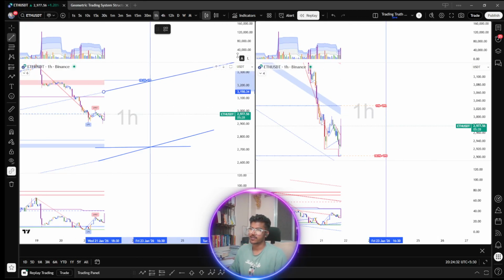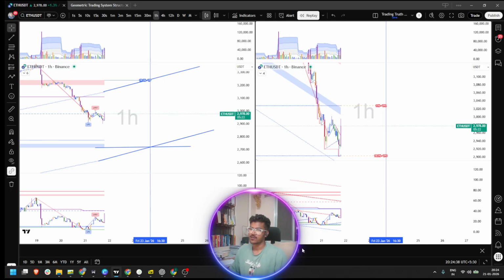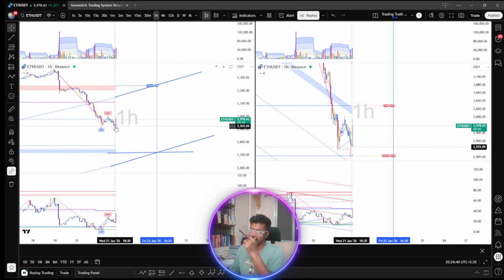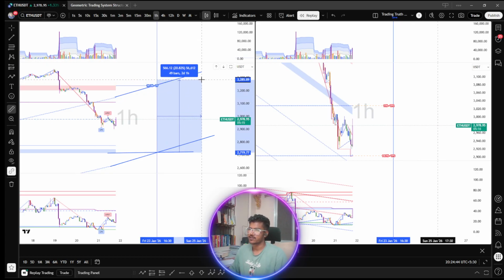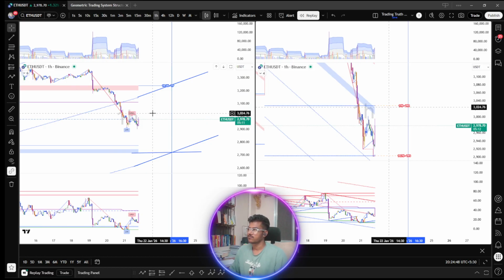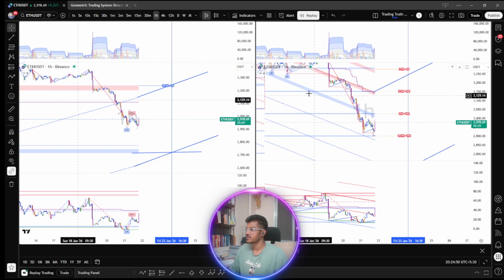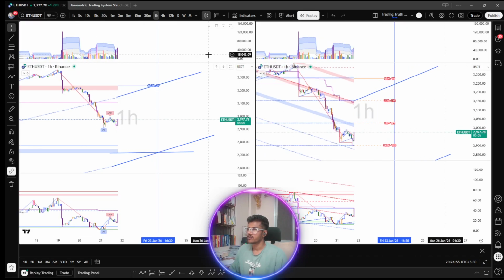By that time, it's going to be around here. I think I might add a feature to extend this line. You can see if we enter a trade here, the profit is going to be 20% something. Let's see what happens because there's a lot of resistance around here. It has to overcome all this in order to go up.